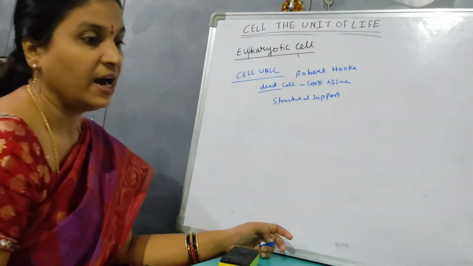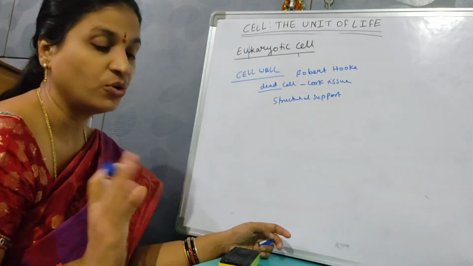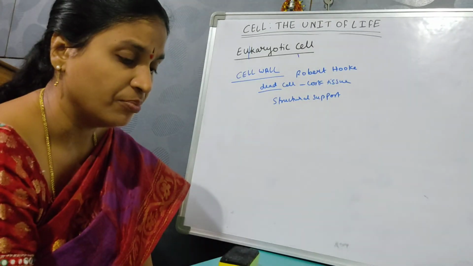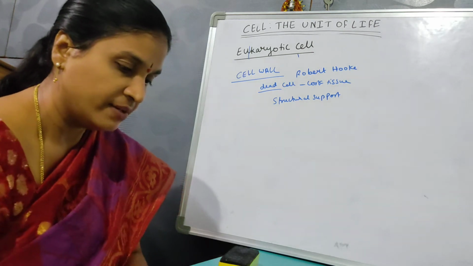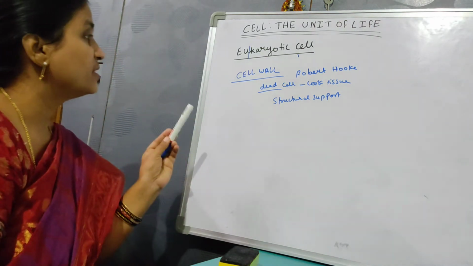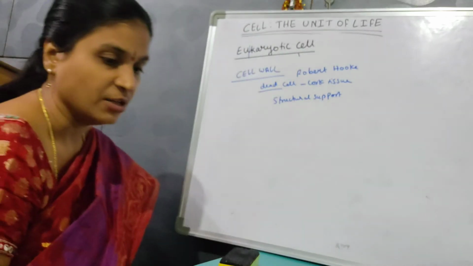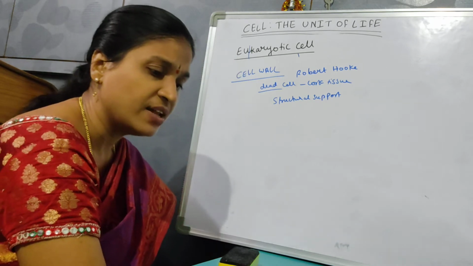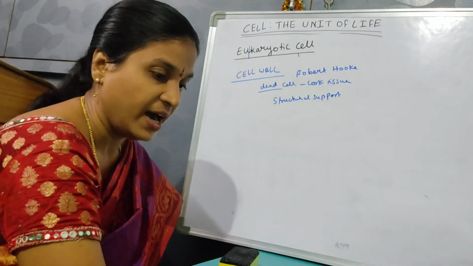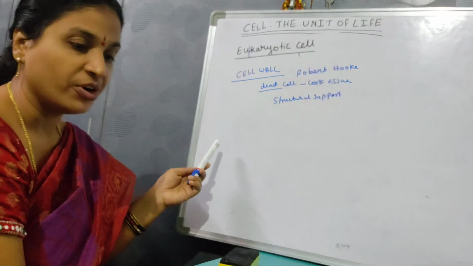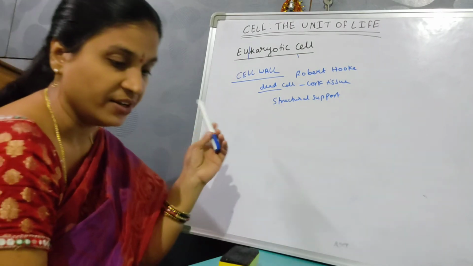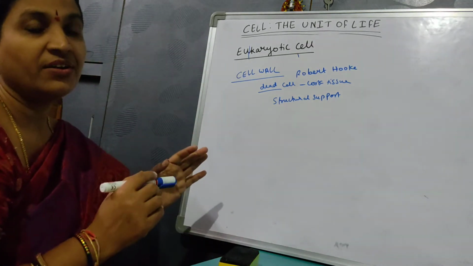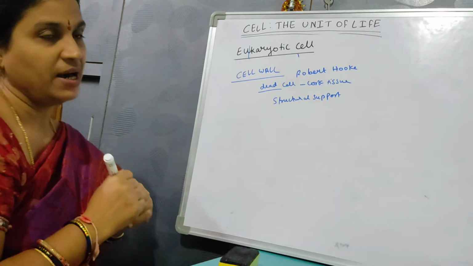It gives shape, and it also protects the cell from bursting or collapsing. This particular cell wall is present only in plant cells, not in animal cells. It is going to protect the cell from mechanical damage and infection, and it is also very important for cell to cell interaction. And it also acts as a barrier to the undesirable macromolecules.